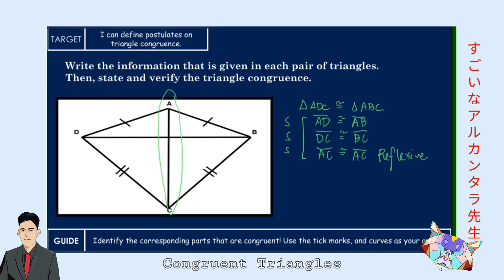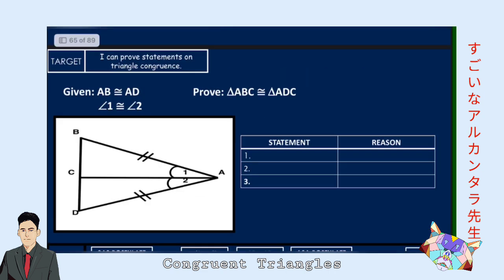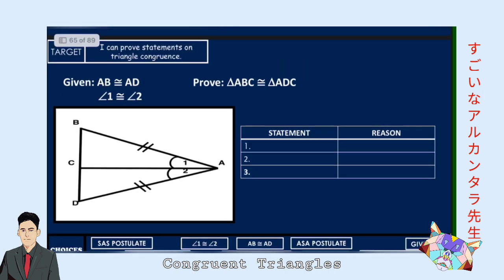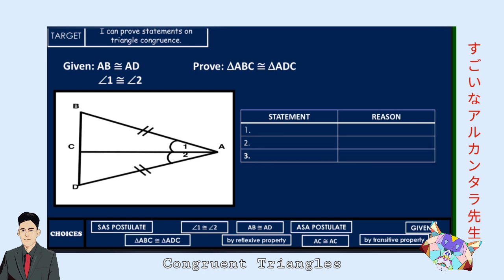Now, what if we start with proving? So let's go with some examples. In terms of overlapping figures, let's have this example right here. Just like last time, we are given two statements. Given that AB is congruent to AD and angle 1 is congruent to angle 2, that's what we will always start with. So let's just write it out. AB is congruent to AD.